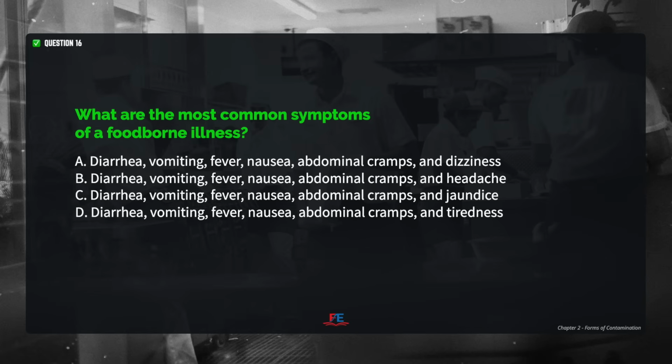The correct answer is C. The key symptom here is jaundice, which is yellowing of the skin or eyes. That's a critical sign that it's tied to hepatitis A, which is a serious foodborne virus. And the Centers for Disease Control, the CDC, and the FDA, the Food and Drug Administration, call jaundice a reportable symptom, which means you must take action if a food handler shows signs of this.